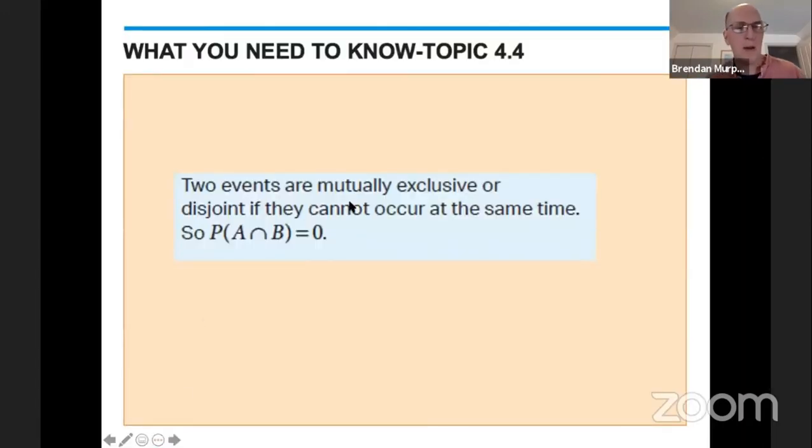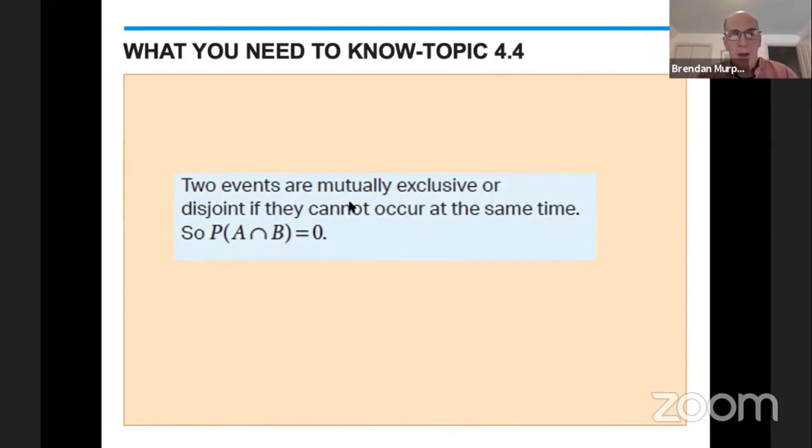So I'm going to try and address the two concepts of mutually exclusive and independence today. They're two completely different concepts. My students will struggle with these, and in most books they're introduced maybe in the same section in your textbook or right next to each other, and they can be a little bit confusing. So I'm going to try and tackle both of those today.